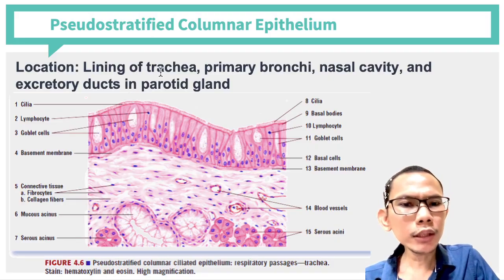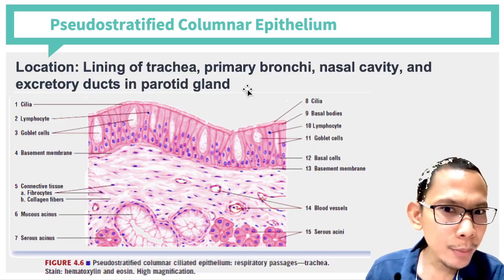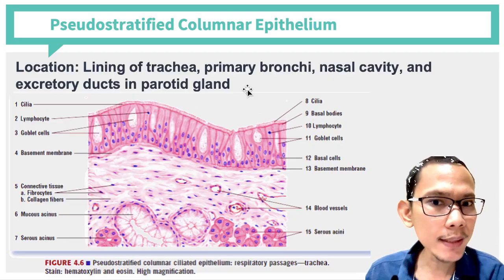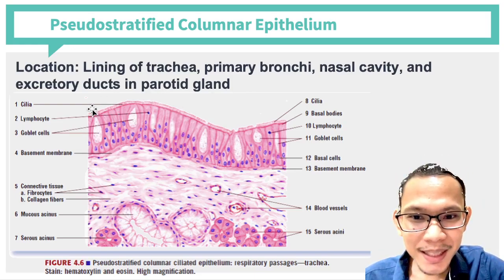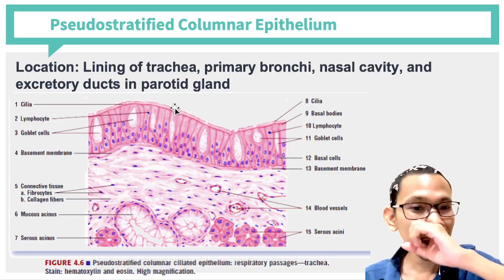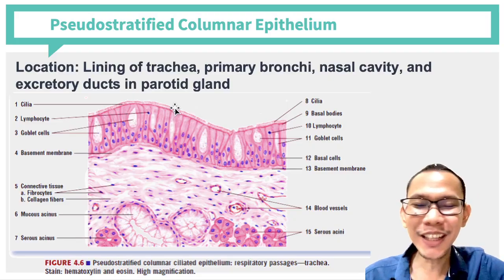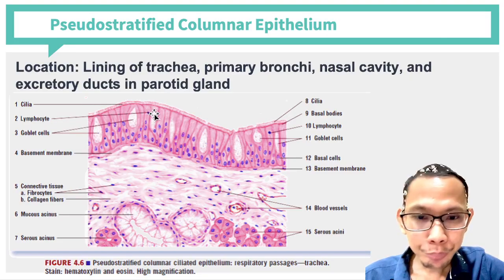Sinabi mo, Doc Von, trachea, primary bronchi. Naiisip nyo ba yung special surface modification pag nasa respiratory system? Remember your? Very good. Meron tayong presence ng cilia. That's your cilia. At least nai-imagine niyo yung mga sinasabi ko. That is now your cilia.